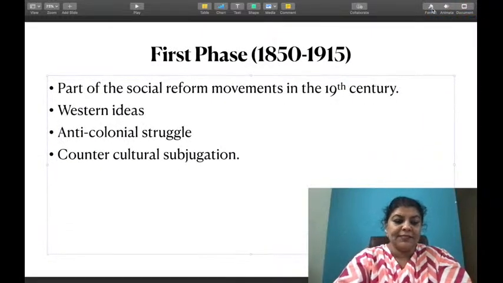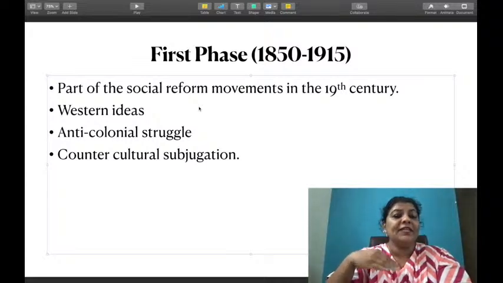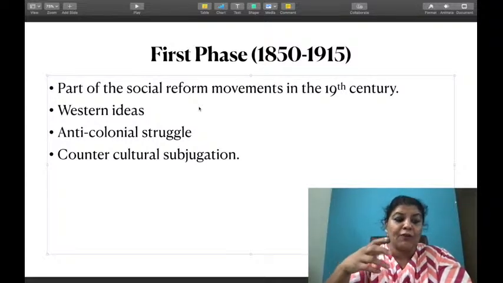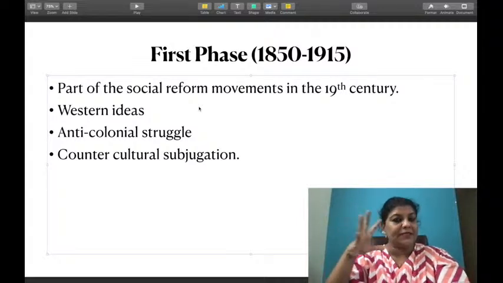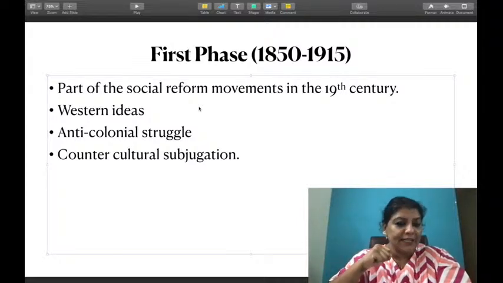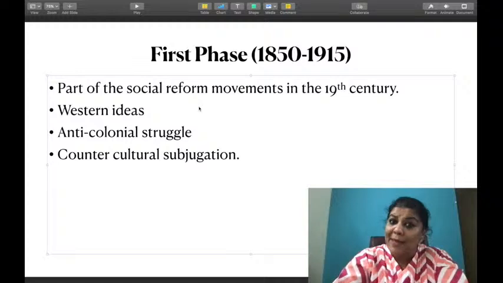Now, Indian feminism, the first phase. As I told you already, this went hand in hand with the social reform movements of Indian Renaissance. Indian Renaissance happened at this time in the 19th century, and first phase of Indian feminism was hand in hand with the Renaissance period. At this time, there were many social reformers among the men as well as the women. I will talk to you about them in detail.